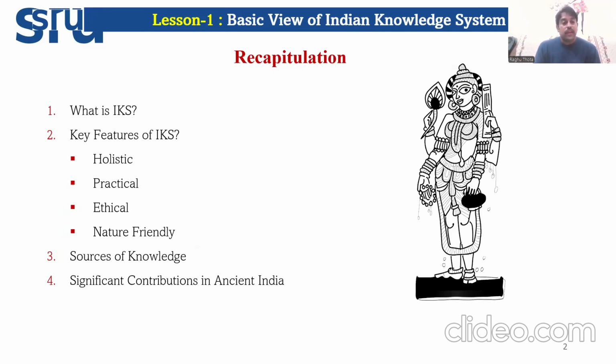Another significant quality pertaining to IKS is being nature friendly. Our ancestors gave utmost priority to nature. They protected nature. They developed small groves, such as small forests, which were treated as god and goddess in the ancient times. In such a way, they gave utmost priority to nature. They loved to live with nature. They loved to protect nature.